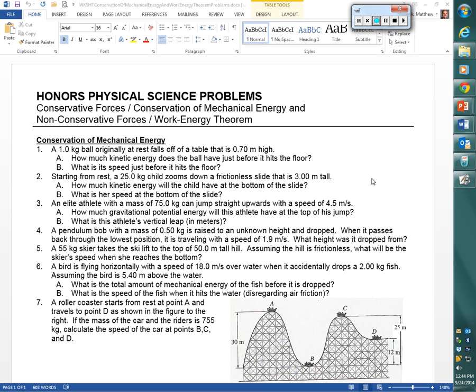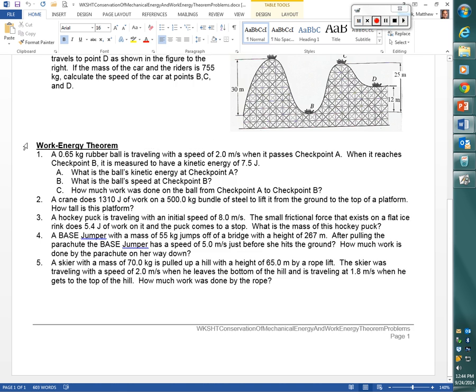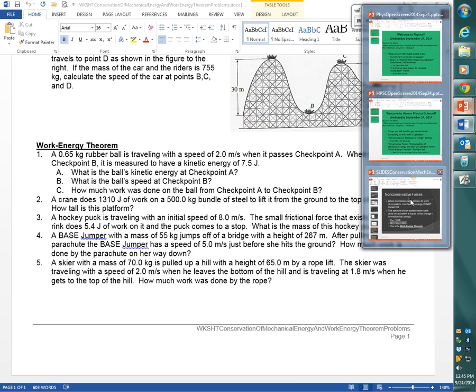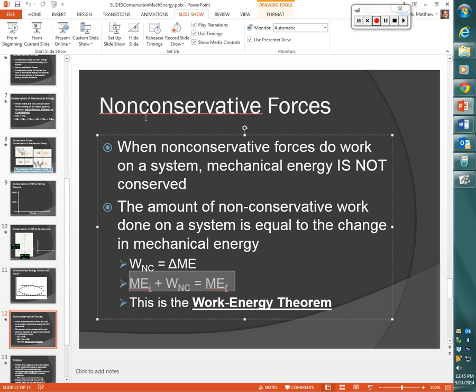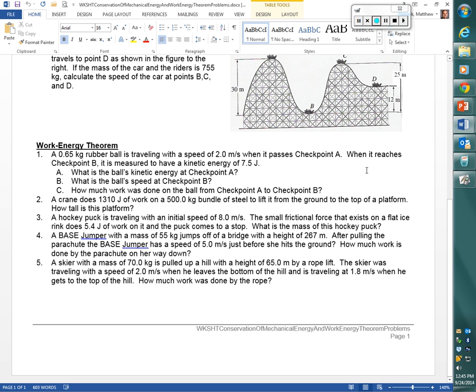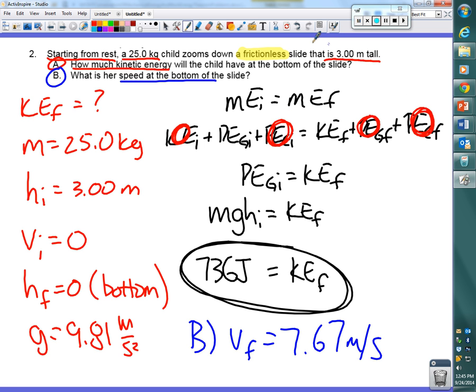So what I want to do next for you guys is go down to the bottom part of this paper and let's take a look at one of these work energy theorem problems. Okay? So we said that work energy theorem applies in a situation where we have a non-conservative force. Non-conservative force is anything besides gravity or springs or elastic forces or something like that. Okay? So let's take a look at question number 2 down here at the bottom.